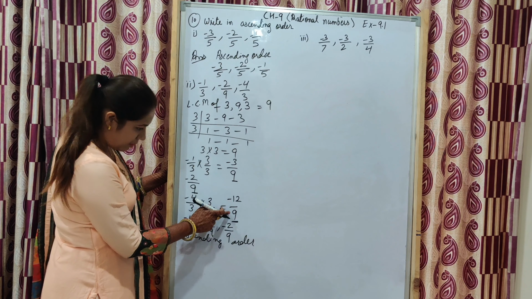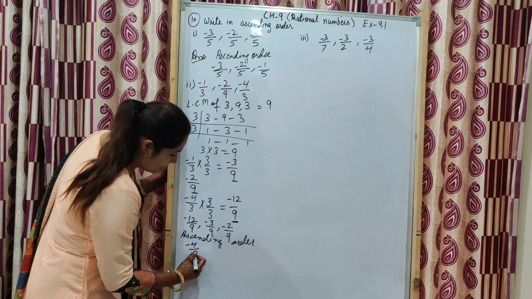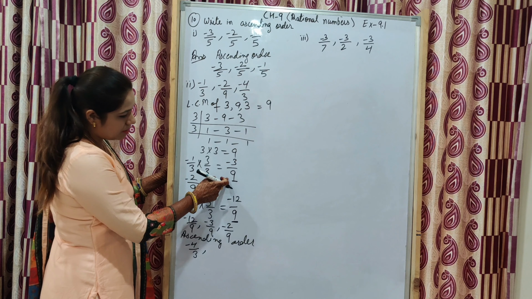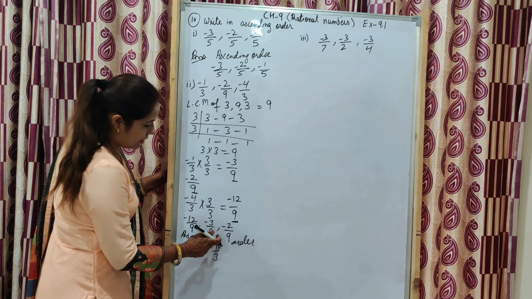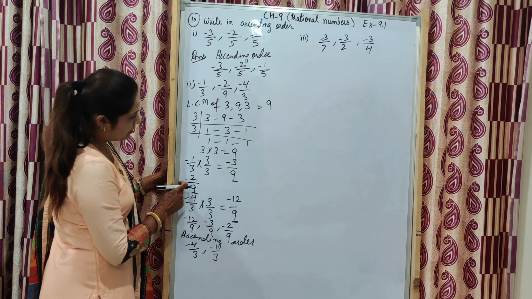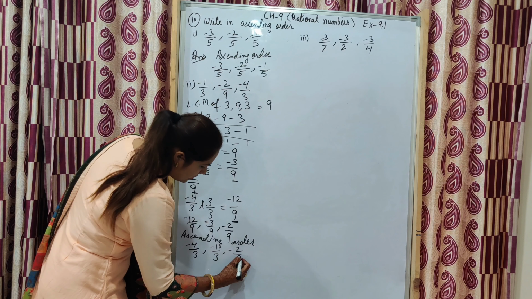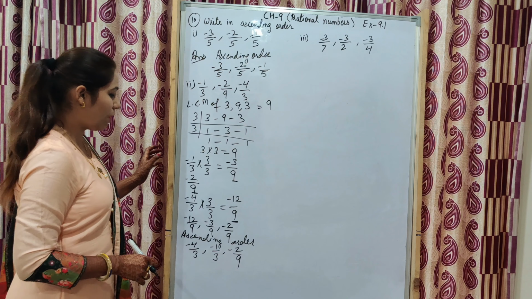Now minus 12 upon 9 was minus 4 upon 3. So first I will write minus 4 upon 3, then minus 3 upon 9, which in the form of the original question was minus 1 upon 3. Then moving further, minus 2 upon 9 was already minus 2 upon 9, so we will not change it. So our answer is minus 4 upon 3, then minus 1 upon 3, then minus 2 upon 9.